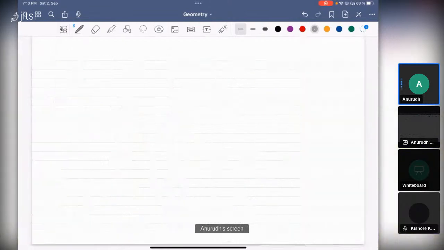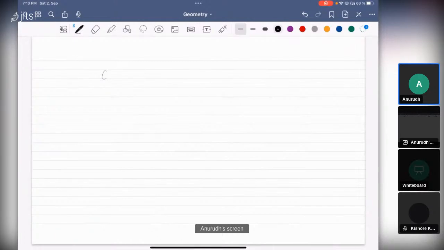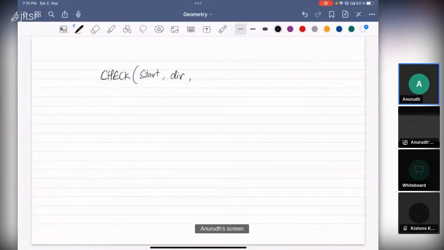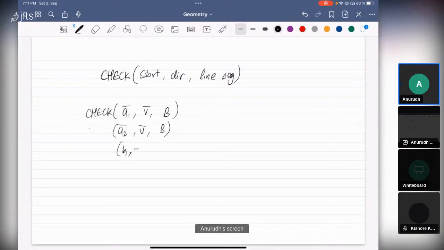So in some sense, if I write them down, if I have a function check, given the starting point, the direction I have to move in, and the final line segment, then I would check A1 along V with line segment B. I would check A2 along V with line segment B. I would check B1 along minus V with line segment A, and B2 along minus V with line segment A. So I would just check if any one of these is true.